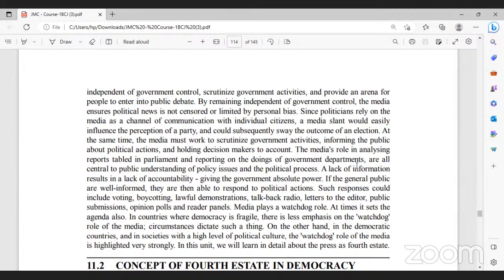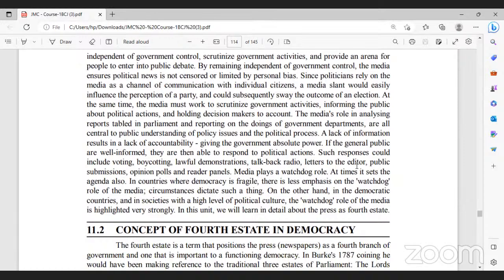Then the third function is about the people entering into the public debate. In general, if people are well informed, then they will be able to respond to the political actions. So when they are not comfortable, or when it is not going well for the society, then those responses can be taken into consideration. And the media, the fourth estate, can play a platform where the citizens of the country can join a lawful demonstration, have a talk back on the radio, write letters to the editor, make a public submission, send in opinion polls, etc.